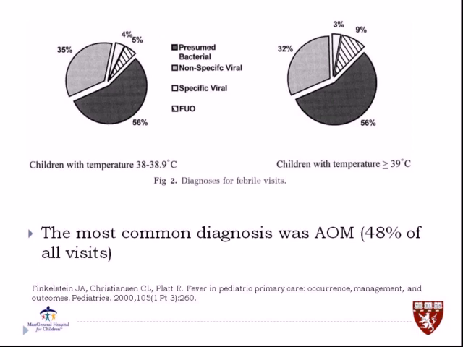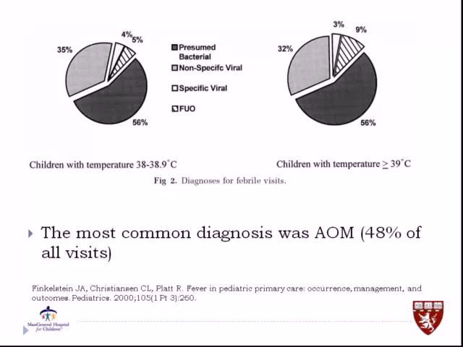So 48% of all visits were acute otitis media. 35% had a non-specific viral infection. And again, that was the time when a lot of our diagnostics, just bedside diagnostics or point-of-care diagnostics, were not present, like rapid RSV or rapid flu. So 35%. 4% really had a specific viral infection, like maybe croup or roseola or perhaps varicella, a recognizable viral pattern. And just a small minority, 5%, had an FUO.